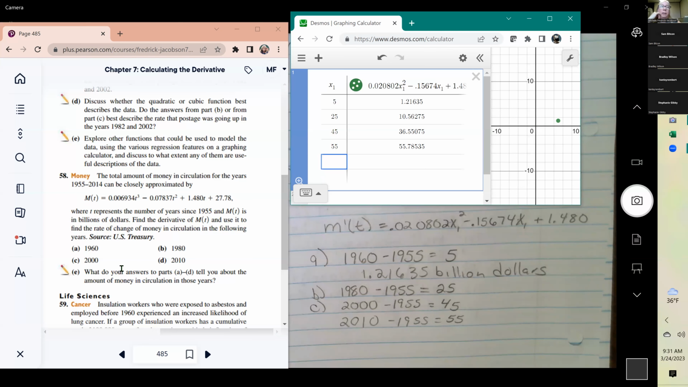But any questions on it? So you didn't have to use the table. You could have just plugged it in with your calculator. But it does go a little quicker. Any questions?